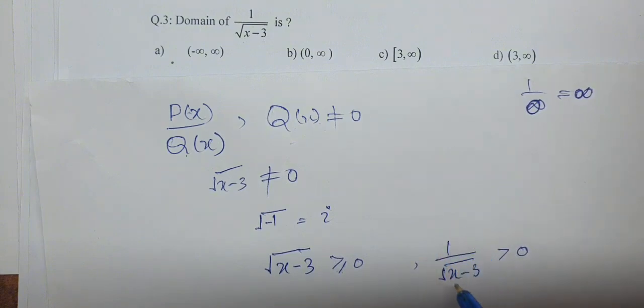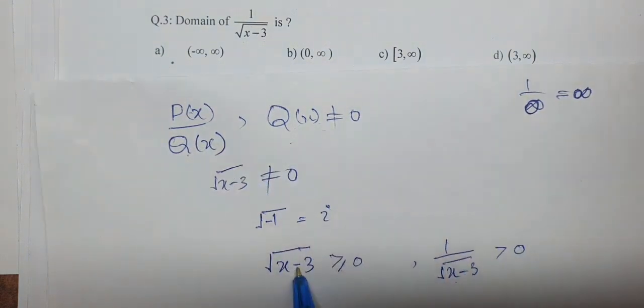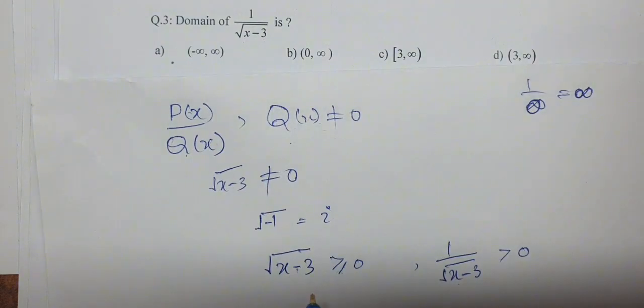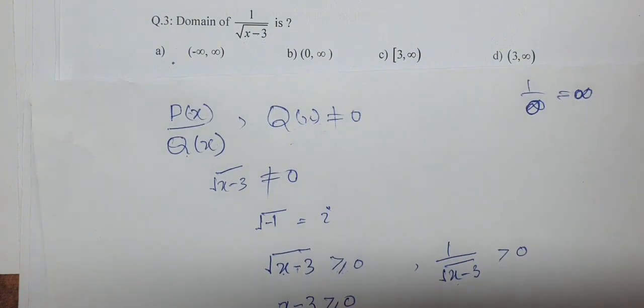Now we have the rational function where q of x is not equal to 0. But if we consider only this function which is in the denominator, we can take equality here. So now you can see how we can find the values of x. We can take the square on both sides, and we are left with this inequality, and now we can solve it.